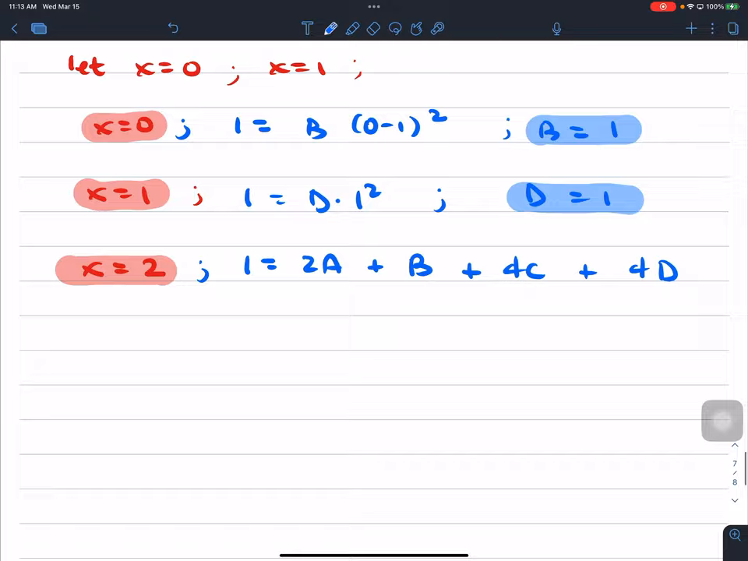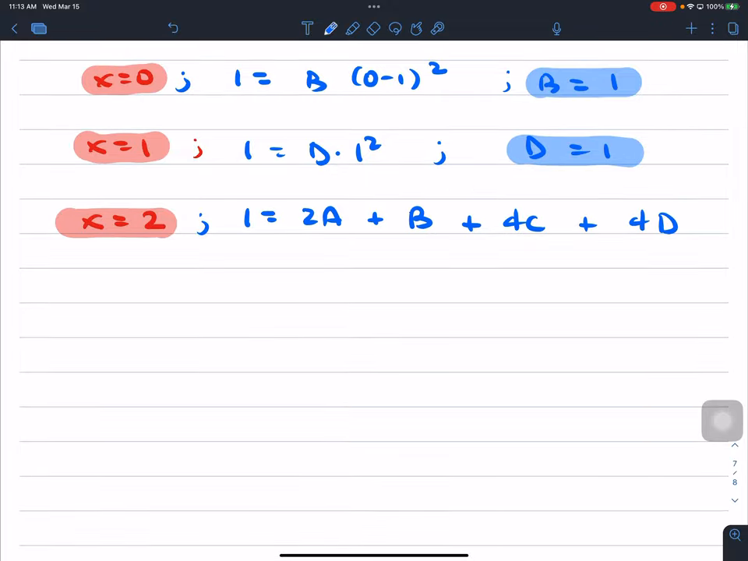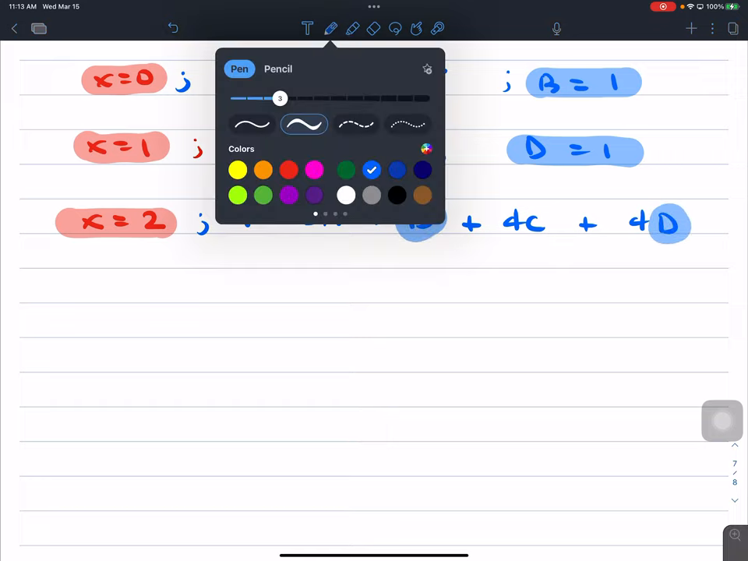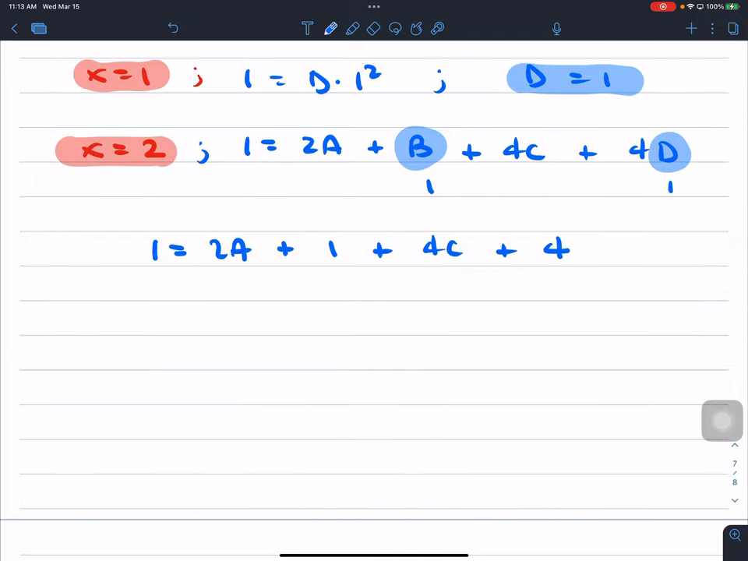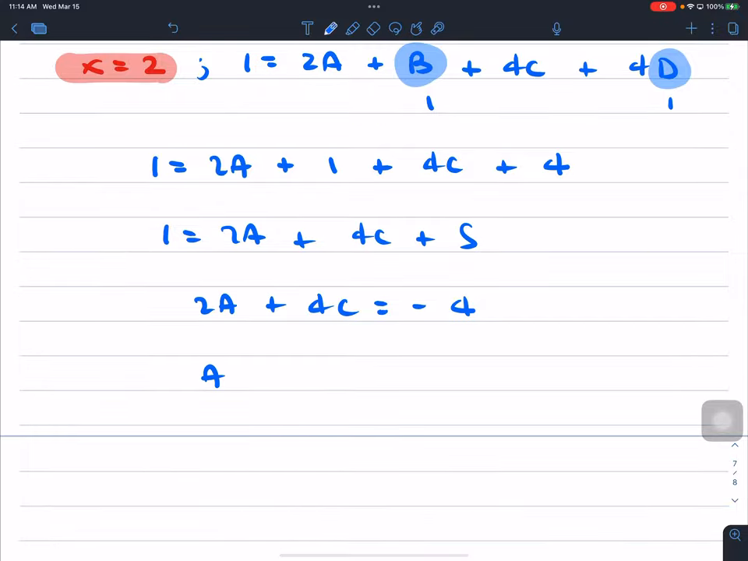But then you might say, but Mr. Judge, what do I do with this information now? Well, you know what B is, and you know what D is. They're both what? They're 1. So you get 1 equals 2a plus 1 plus 4c plus 4, because 4 times 1. And I'm going to say you get 1 equals what? 2a plus 4c plus 5. You get 2a plus 4c is negative 4. Divide everything by 2. You get a plus 2c equals negative 2.